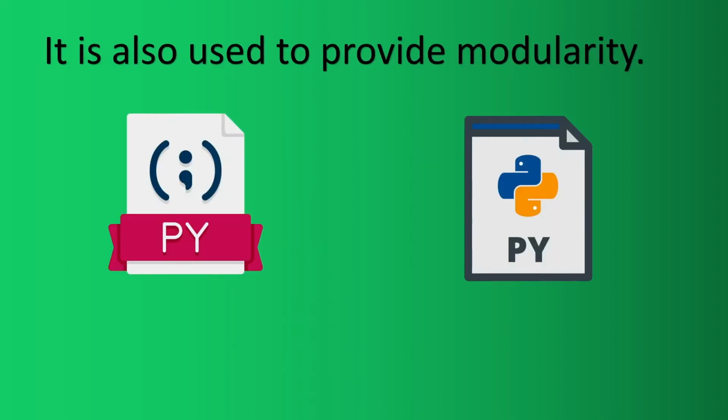Then, we also use functions to provide modularity. What is the meaning of modularity here? Every single .py file in Python is called a module. Suppose we have two modules, and in one module we have a function that we want to consume in another module. So in this module we write one function, and we import this module into the other module, and we can consume that function. That is another use of functions: providing modularity.